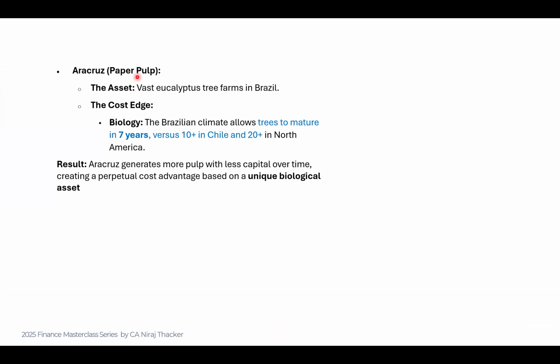One more company is there, paper pulp in Brazil. What they do is, again, very lowest cost producer of paper. What happens is the Brazilian climate allows trees to mature in 7 years versus 10 in Chile and 20 in North America. So it generates more pulp with less capital over time, creating a perpetual cost advantage based on a unique biological asset.